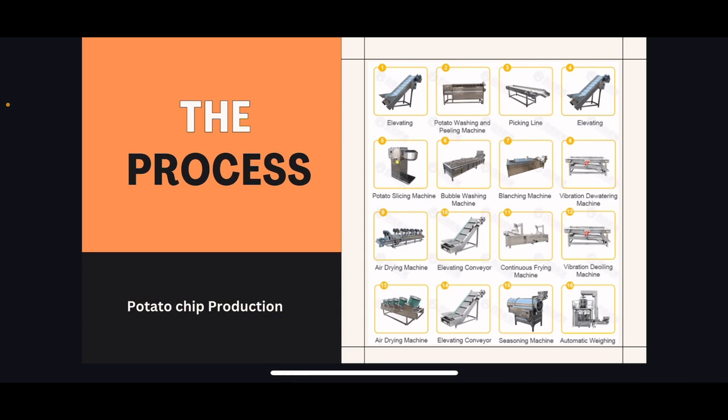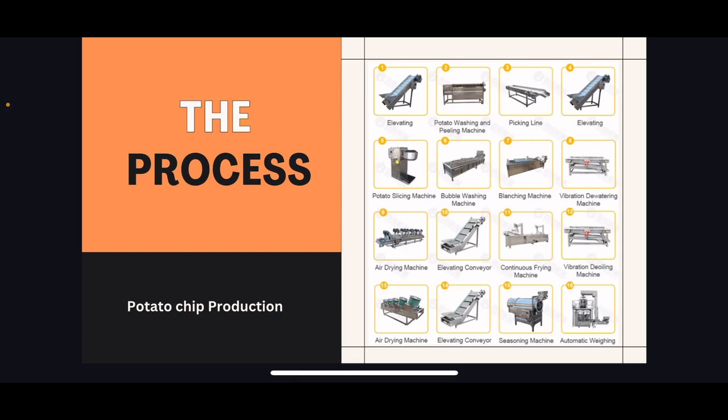The fifth, potato slicing machine, will slice the potato into a potato chip size. 6. The bubble washing machine is to wash the potato again with the size of the potato chip. 7. The blanching machine will blanch the potato. 8. The vibration dewatering machine is to remove the water from the blanching machine. 9. The air drying machine is to air dry the potato.